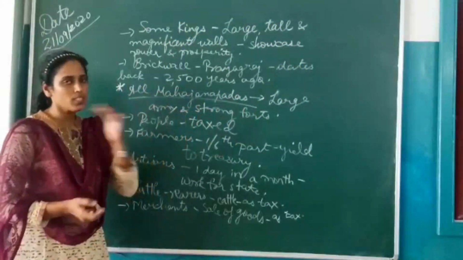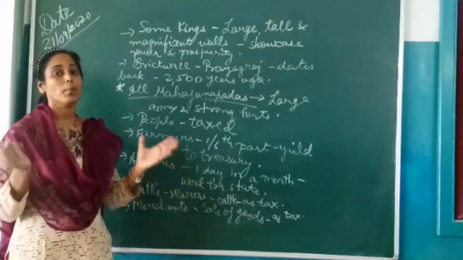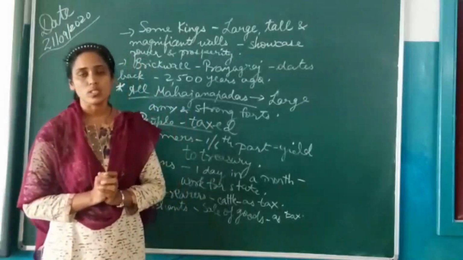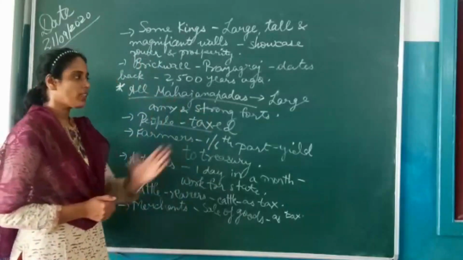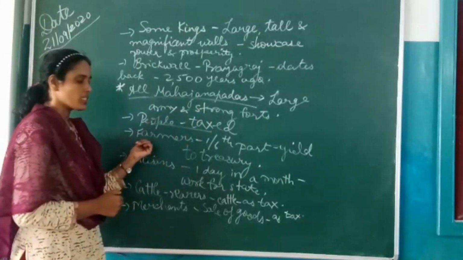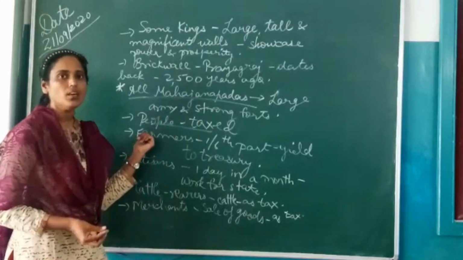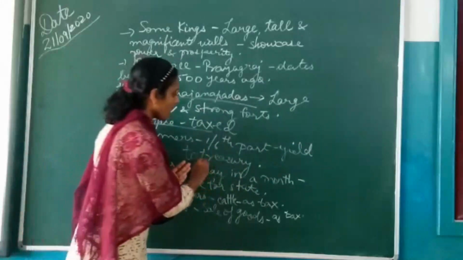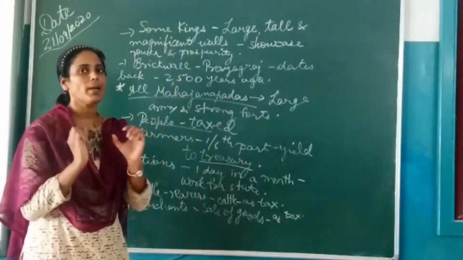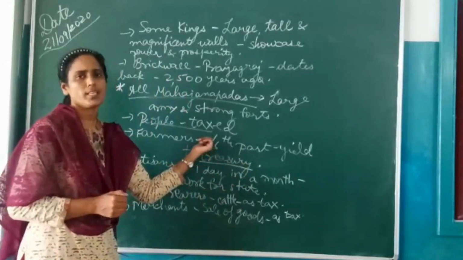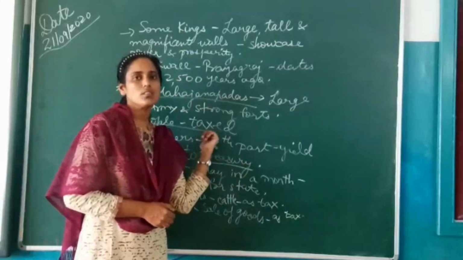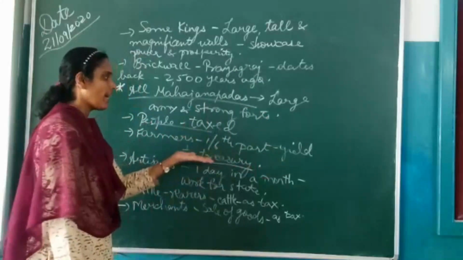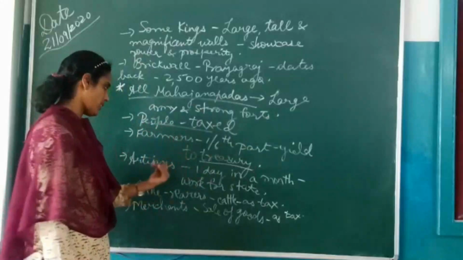For this purpose, students, if you have a large army, you need money to maintain it. So people were taxed in those days to maintain this army and these forts. How did they tax the people? Examples are given here. Farmers gave 1/6 part of their yield to the treasury. Treasury means the place of the government where you have to give your tax. For example, if a farmer is growing 6,000 kgs of rice, then 1/6 part, 1,000 kgs, he will give to the treasury as tax income.